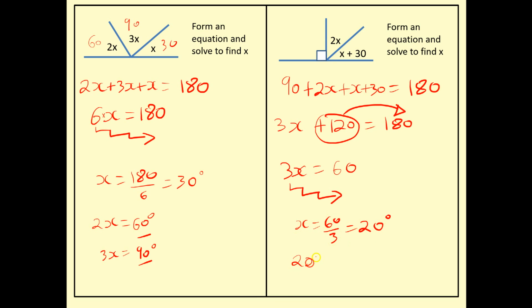So that means 2x is double 20, which is 40 degrees. And x plus 30 is going to be 20 plus 30, which is 50 degrees.